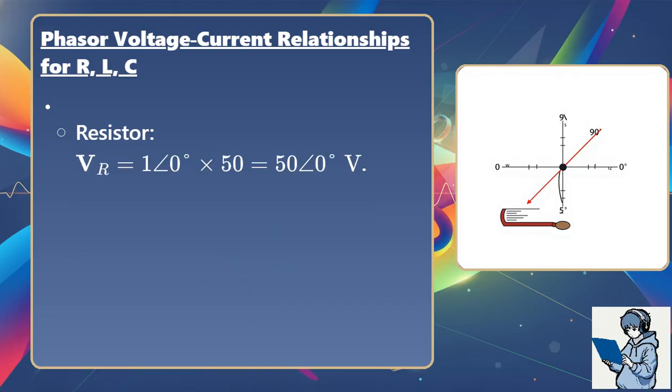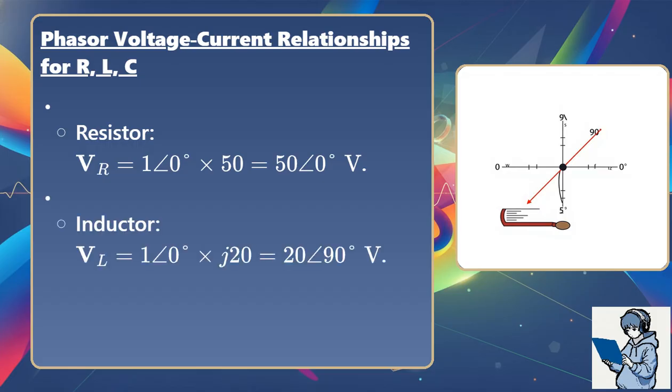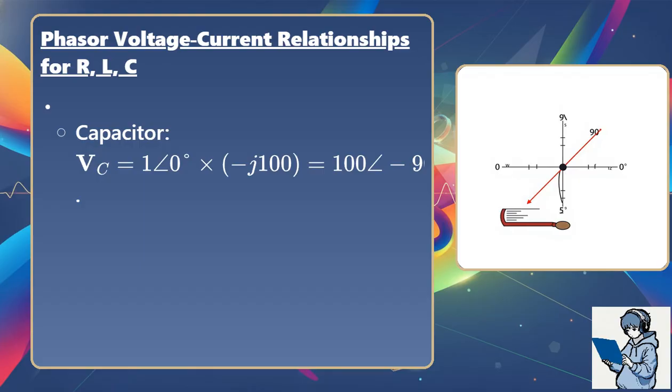Resistor: V sub R equals 1 angle 0 degrees times 50, equals 50 angle 0 degrees volts. Inductor: V sub L equals 1 angle 0 degrees times j20, equals 20 angle 90 degrees volts. Capacitor: V sub C equals 1 angle 0 degrees times negative j100, equals 100 angle minus 90 degrees volts.